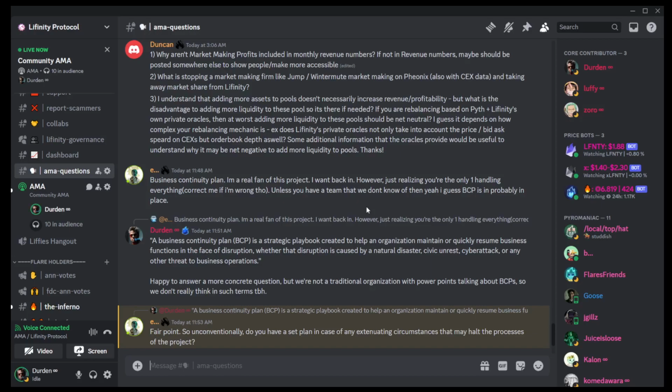It's the whole reason we use an oracle, because we know that price discovery tends to happen on centralized exchanges. And so we want the trades where price discovery is happening to occur on centralized exchanges. And then once the price updates that are a result of those trades become clear, we reflect that on Lifinity.